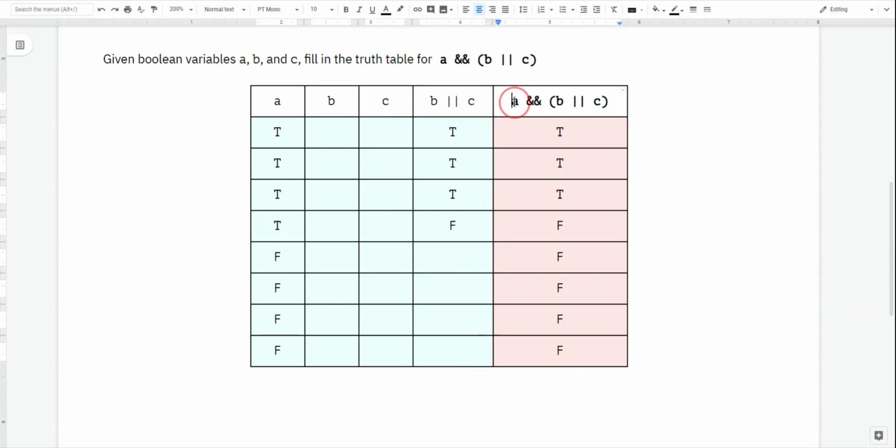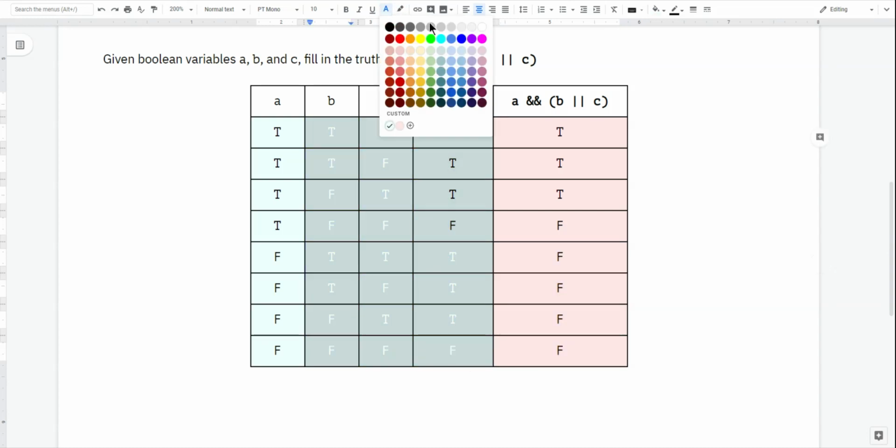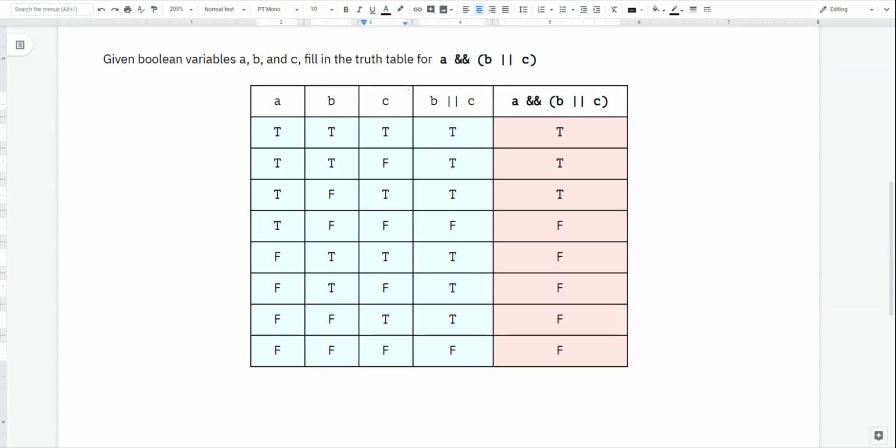So the only one that matters is the A if it's false. So if it's false, I can short circuit it and know that the answer is false because they have to both be true and they're not both true. And then I'll just switch these back to black text and there's my solution.